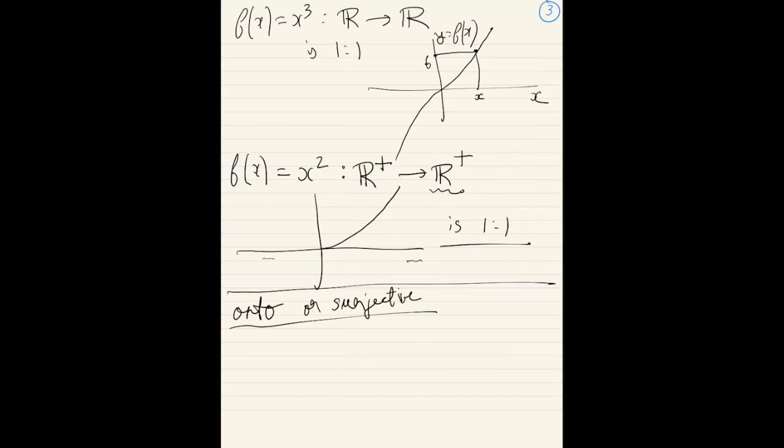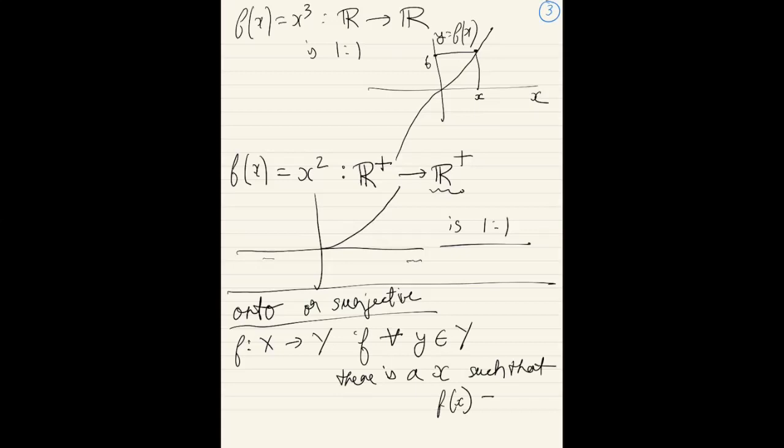So a function from X to Y is onto if for all y belonging to Y, there is an x such that f of x is equal to y. So if I give you a certain value in the range, you must have a certain value in the original domain which the function takes to that value of the range. Let's look at it through examples of what it means.